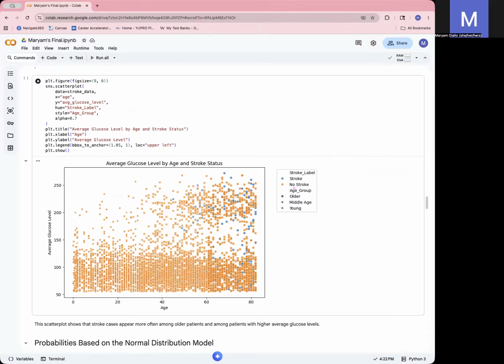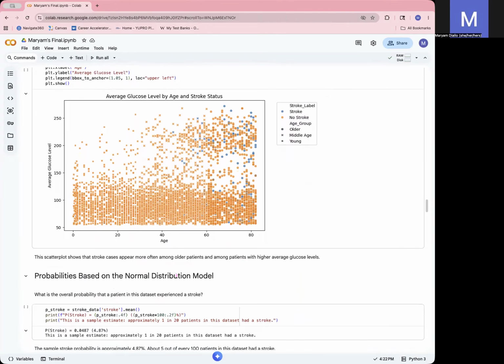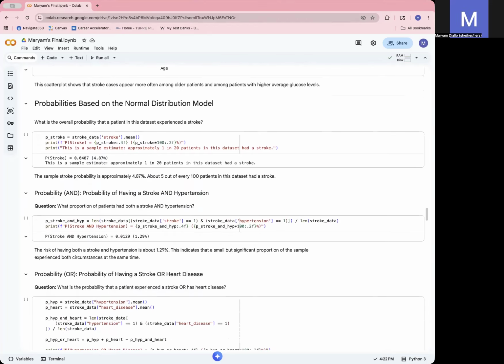So this visualization has more than one dimension encoded in it, and this shows that strokes cluster toward the older patients and toward patients with higher glucose, which supports the other graph. So the older they are and the higher their glucose level, the more susceptible they are to having a stroke.